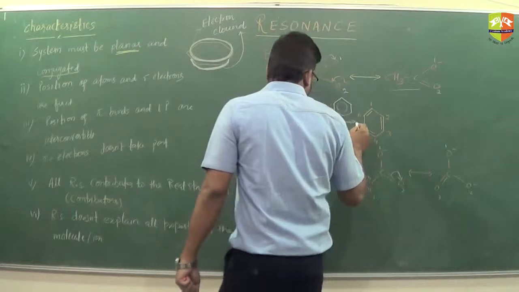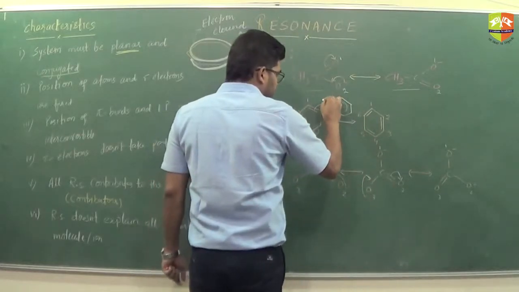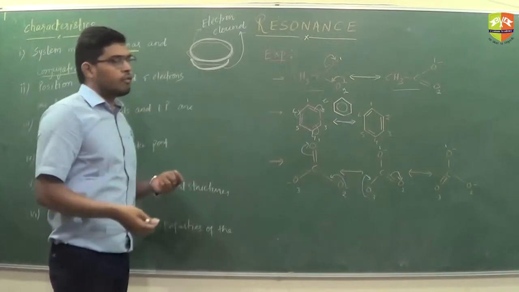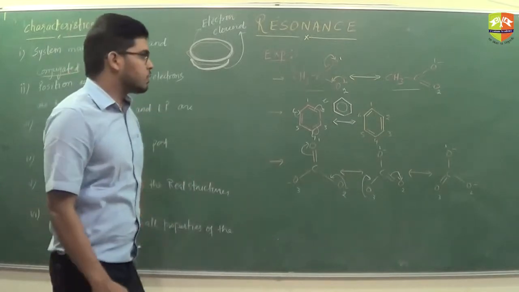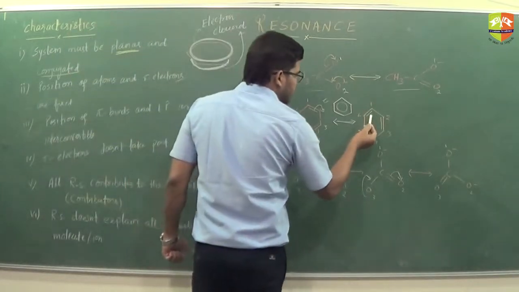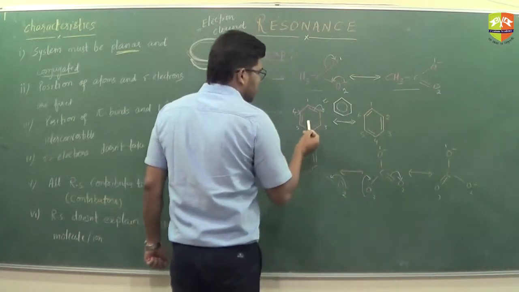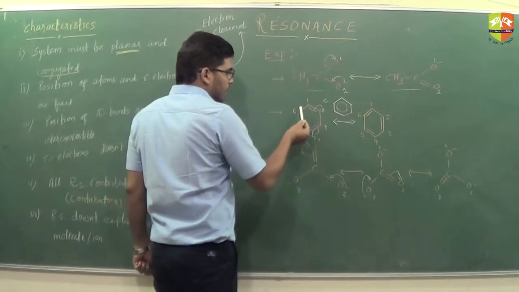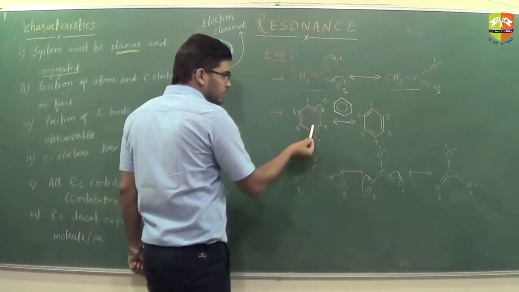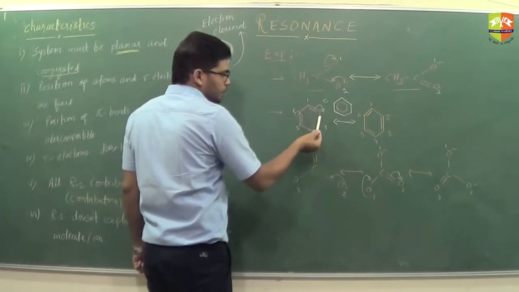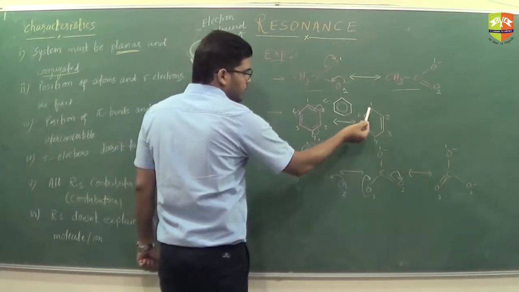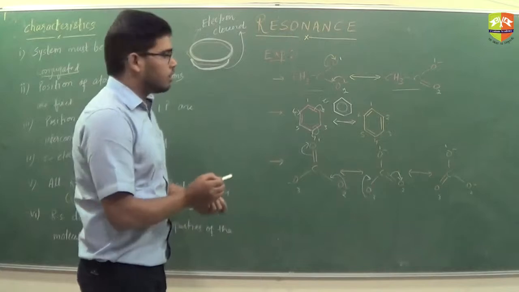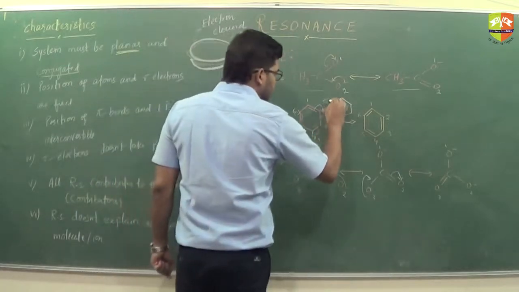Okay? The hybrid structure of this molecule is nothing but this structure, which actually represents the delocalization of pi electron over the molecule. So in this case, all these 6 pi electrons are equally distributed over the entire molecule like this, and are continuously moving over the entire molecule. Here also it will be like this. So none of these structures is the actual structure. The actual structure is nothing but this or this.